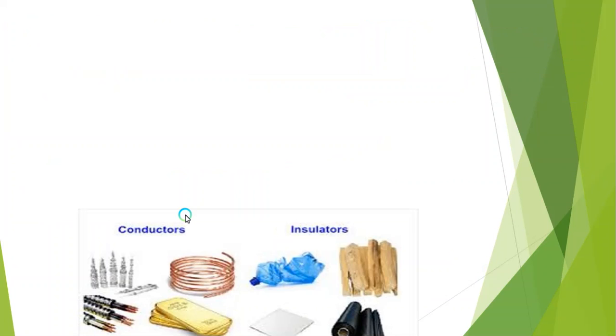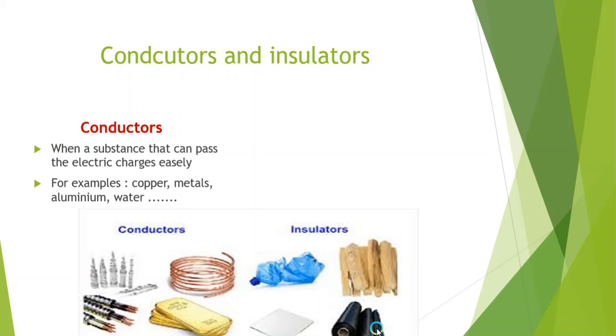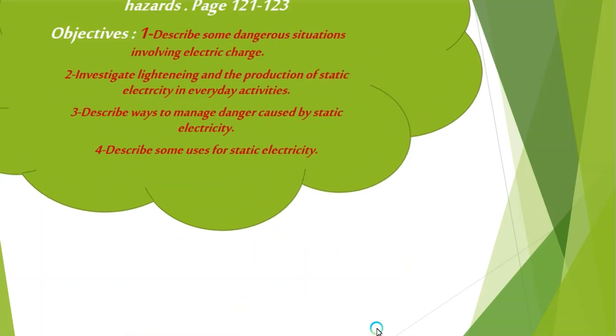Now, conductors and insulators. Some objects are conductors and other objects are insulators. For example, conductors include metal, copper, gold, and aluminium. For insulators, for example, wood, plastic, paper, and plastic bags. This is an insulator, and this one is a conductor and insulator.